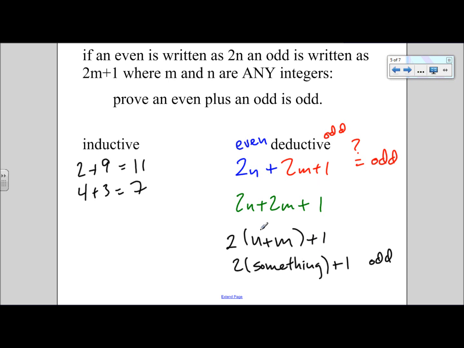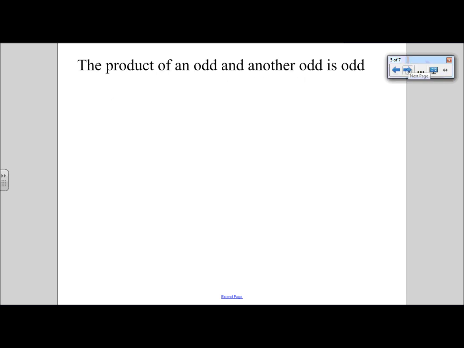Now, there is one thing wrong with this, where n and m are any integers. You have to have that. I can't plug in n as 0.5 and m as 3/4 and have this still be an odd number guaranteed. So make n and m any integer.